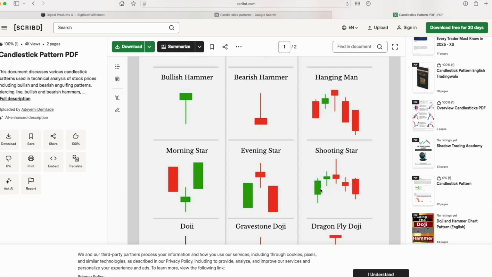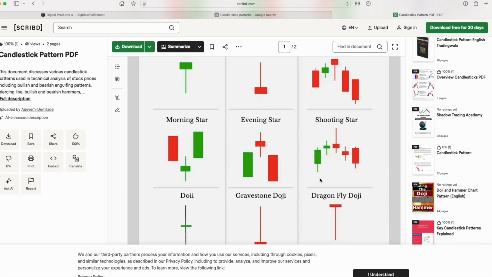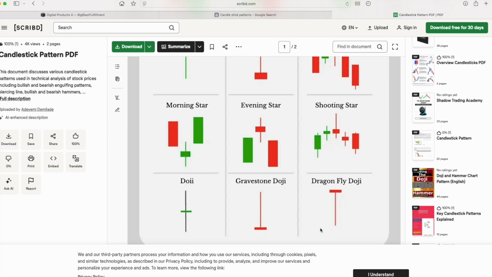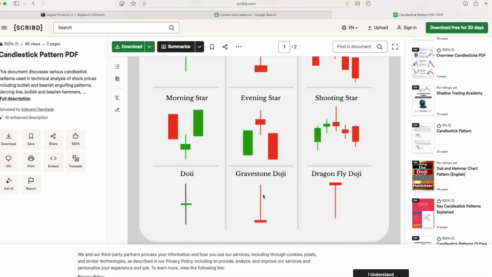evening star, morning star: red coming down, turns green, heads back up. Evening star: green going up, turns red, heads down. Doji, gravestone doji, dragonfly doji.